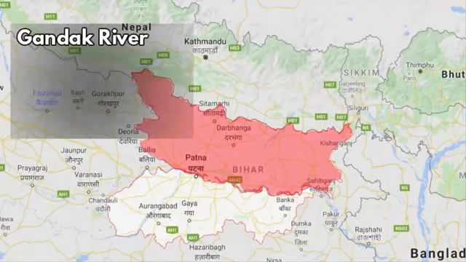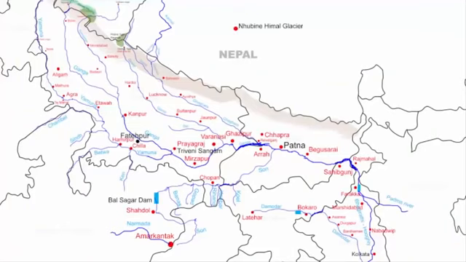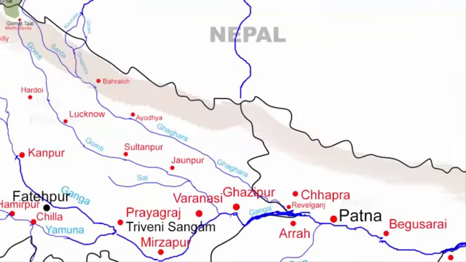The first river is Gandak River. I'm going to copy the explanation from one of my old videos just to make you understand from where the river originates and how it flows into the state of Bihar. Now this river originates in northern Nepal, near the Tibet border, from the Nubhain Himal Glacier in the Mustang region of Nepal. Here this river is named the Kali Gandaki River.